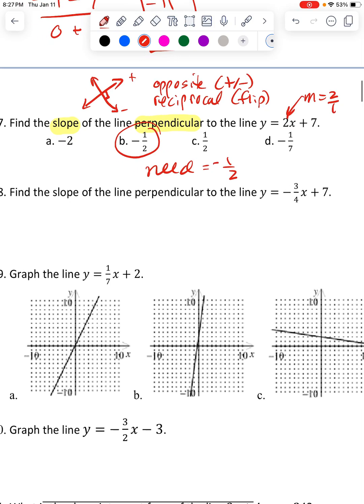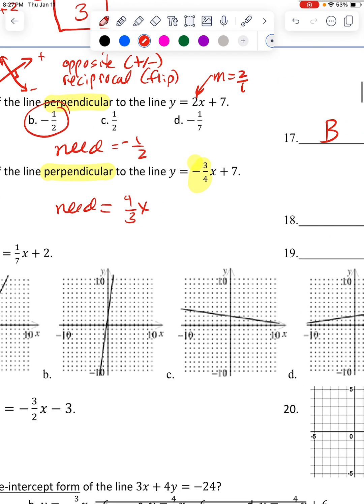And then the same concept here. I'm still looking for a perpendicular slope. This one has a slope of -3/4, so I'm going to need the opposite, so positive, and then the reciprocal, so flipped over. So I'm going to have a positive 4/3 for my slope there.